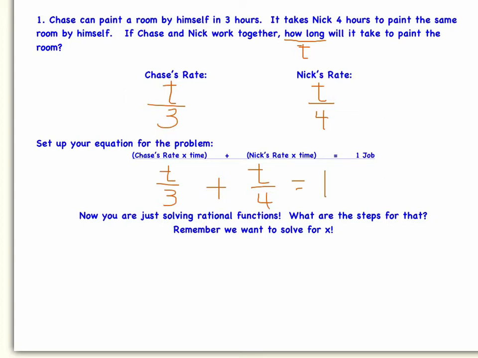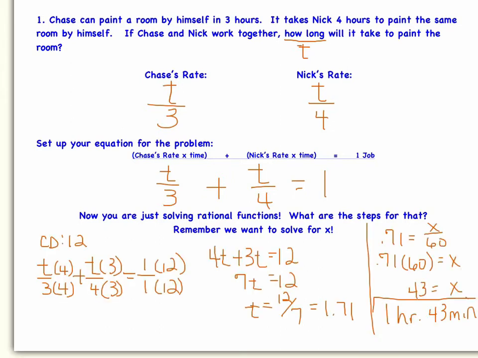Now you are ready to solve this rational equation using the steps we learned in the previous lesson video. So I want you to pause the video, try to solve it on your own, and then restart the video and see if you got it correct. Okay, how did you do? The answer is 1 hour and 43 minutes. That's how long it takes both of them together to complete the job.